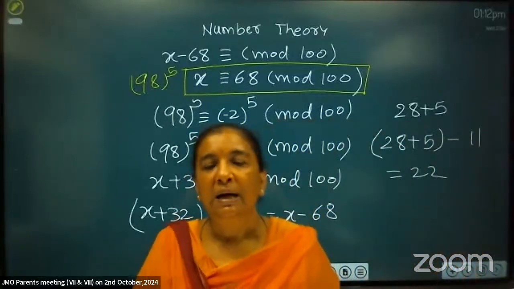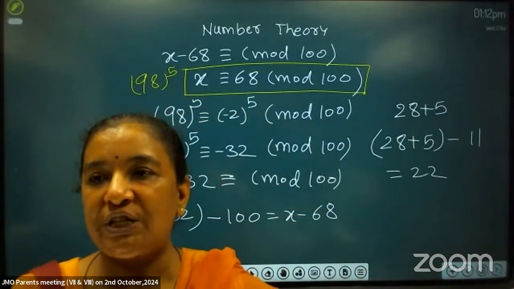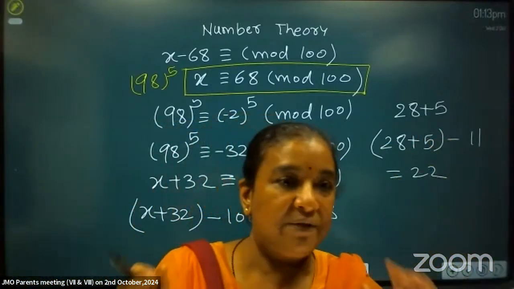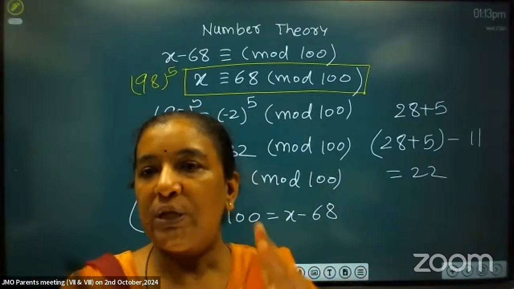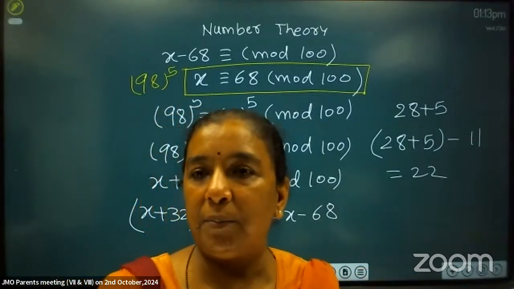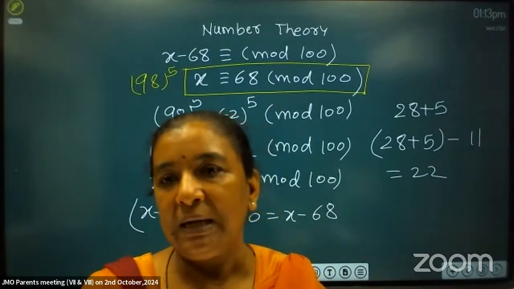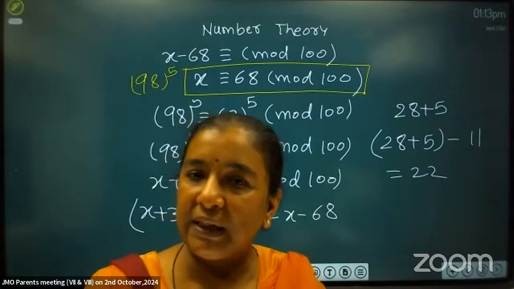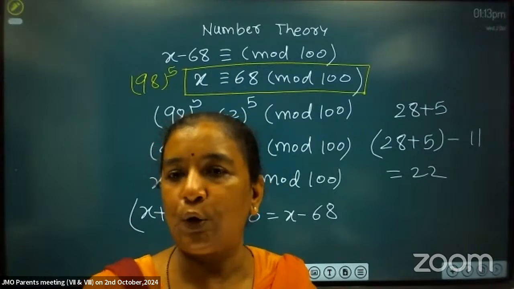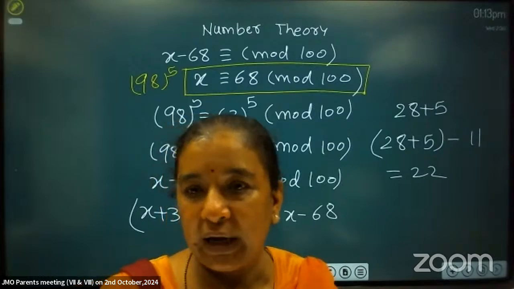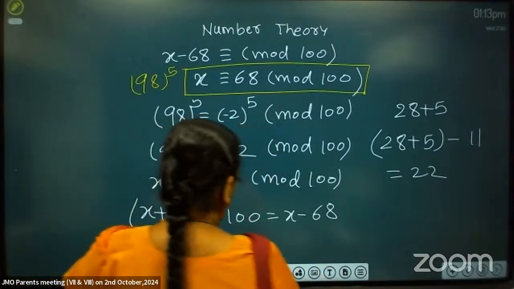You understand this? How to find the last two digits of seemingly very big numbers. Okay. So this is a technique which is taught in number theory. How to go about it, we will be discussing in detail when we discuss number theory. Number theory is a very important topic in IUQM as well as in JMO. So that we'll be doing at length.